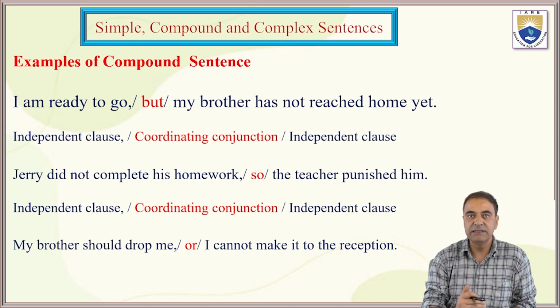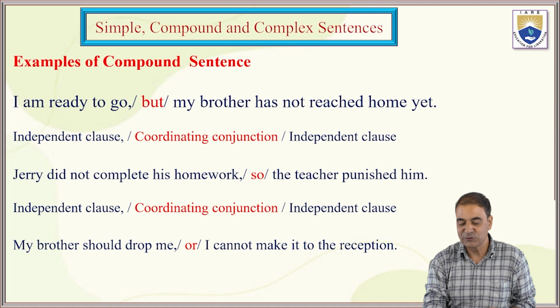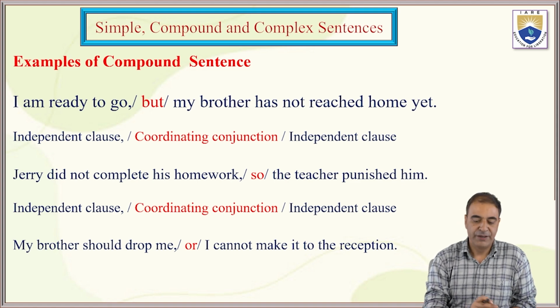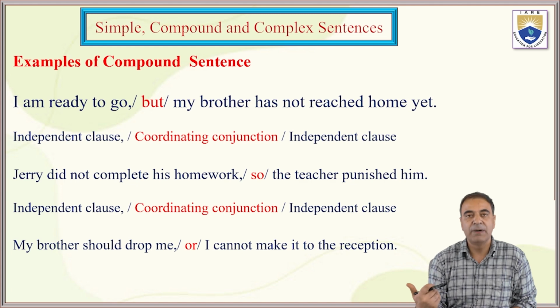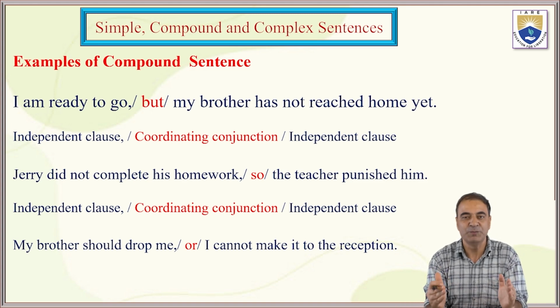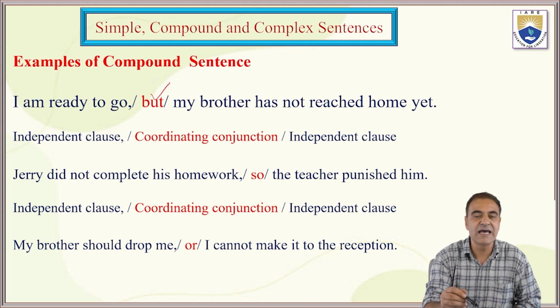Here look, I'm ready to go. My brother has not reached home yet. If you look at these two clauses, they are independent. If you take away one clause or any clause from the sentence, it will give complete sense. What is the first one? I'm ready to go. It gives the complete sense. Now the second clause, my brother has not reached home yet. Again, it gives the complete sense. Here we have two independent clauses. Here we have two main clauses, principal clauses, and we have connected these two main clauses, principal clauses, with the help of a coordinating conjunction, and that's but.